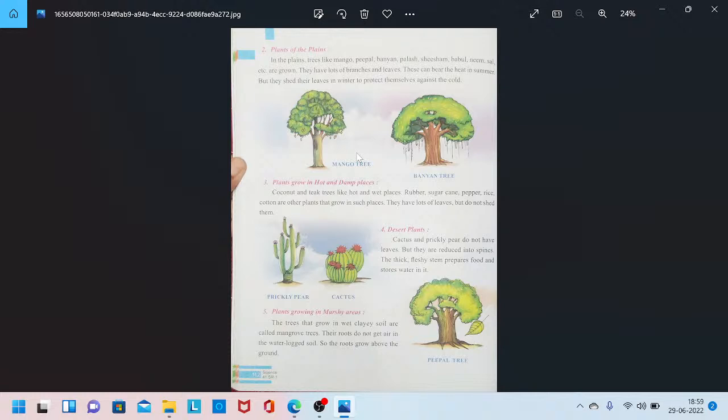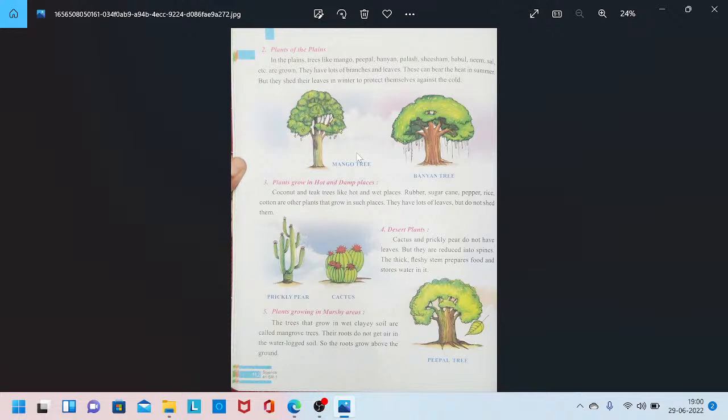Plants growing in marshy areas. In marshy areas, the trees that grow in wet clayey soil are called mangrove trees. Their roots do not get air in the waterlogged soil, so the roots grow above the ground. These roots will be growing above the soil, not inside the soil. It is very wet clay soil. This is all about these plants.